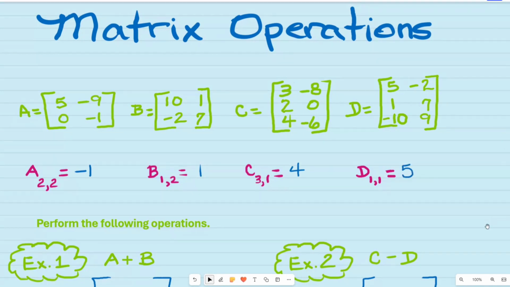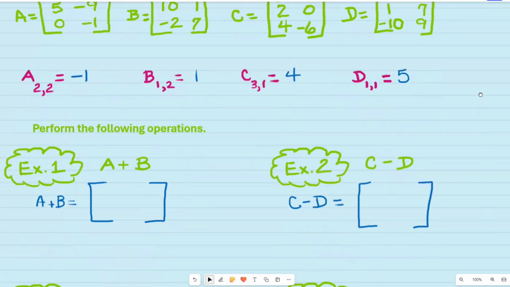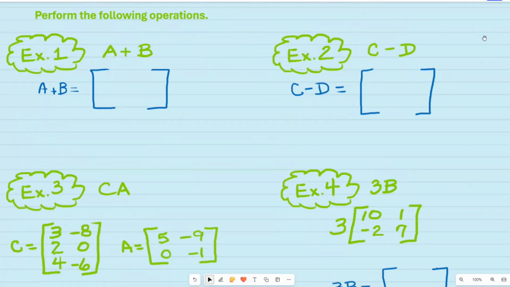So now we're asked to perform the following operations. What you need to know about adding and subtracting is that the matrices have to have the same dimension. So if it's a 2 by 2, I cannot add it to a 2 by 3. They both have to be a 2 by 2 for both adding and subtracting. That's how those rules work.